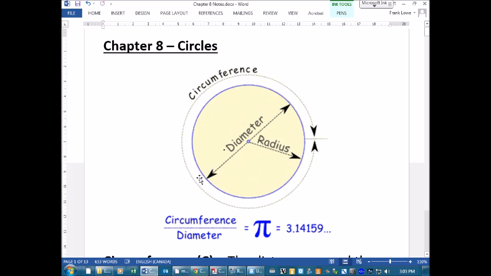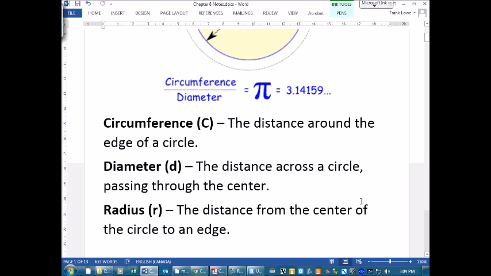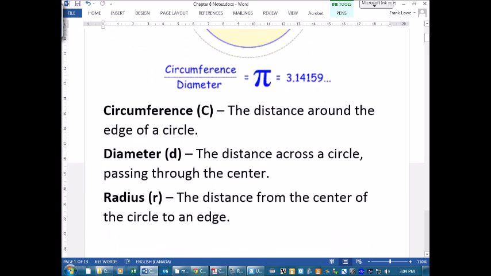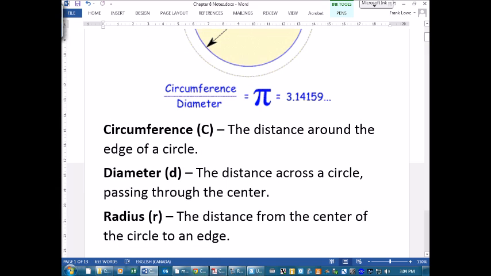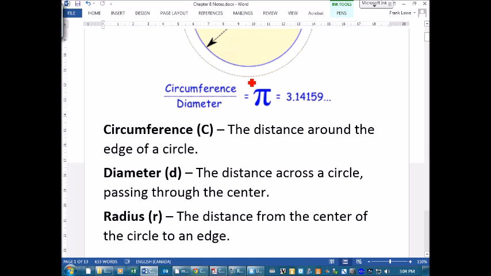So here are some definitions, basically what I've just gone over. The one thing I do want to point out is the abbreviations. For circumference, that variable is an uppercase C. For diameter, it's a lowercase d, and for radius, it's a lowercase r. That's fairly important to remember in the world of math and science, what abbreviation is what.